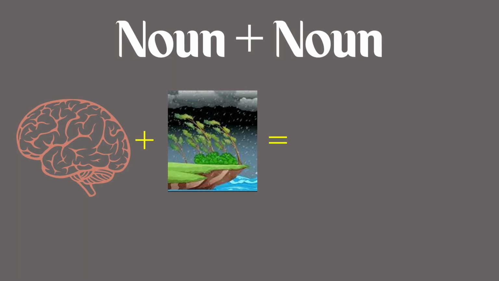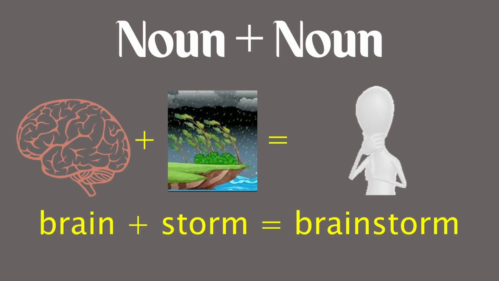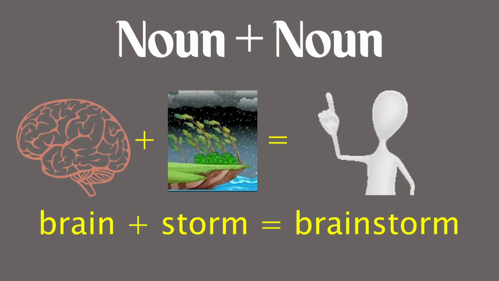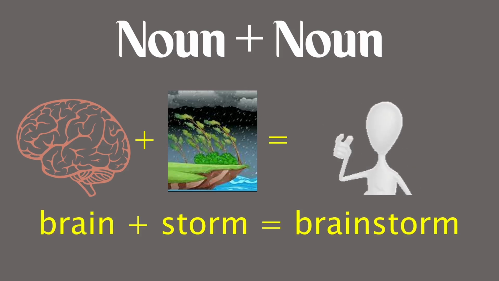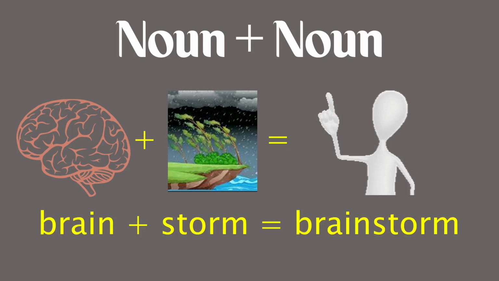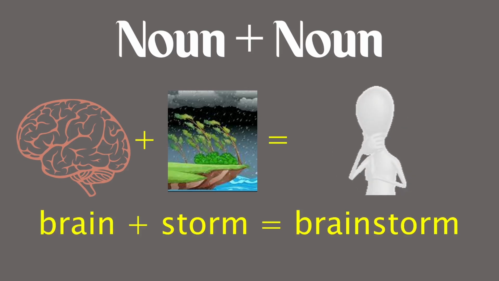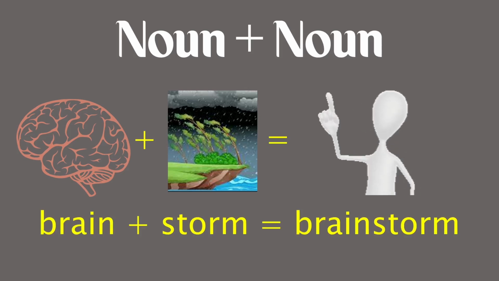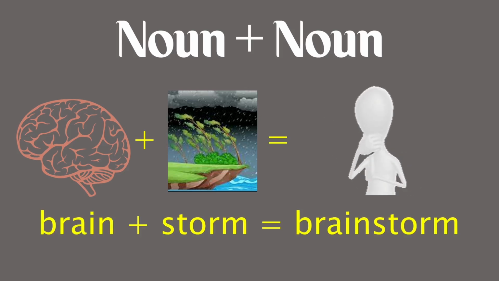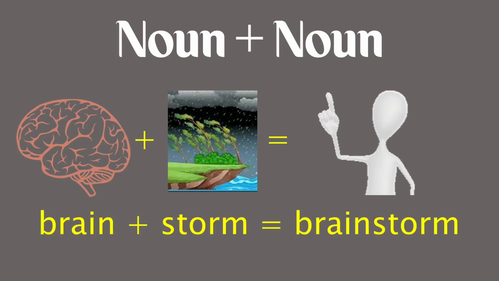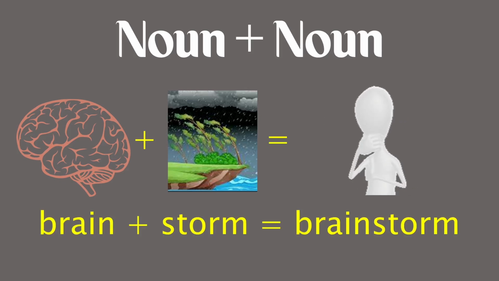Can you guess the name of the first picture? Yes, this is the picture of a brain. And the second one is storm. So together it creates brainstorm. Brainstorm is the noun for when you try to think about something critically and you try to find out the solution of some problem. That means you are raising a storm inside your brain. This is not the natural storm, it's the storm of thoughts.